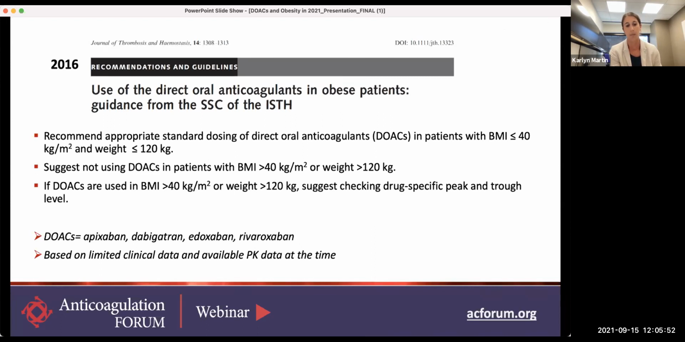The guidance statements at the time were based on lack of clinical data. The phase 3 trials of DOACs for VTE and AFib did not include very many obese patients and at the time did not publish the data specifically for obese patients. Because of this lack of clinical data, along with some of the PK/PD changes that were seen for the DOACs in high weight, these recommendations were made. At the time, we did encourage more studies to be undertaken to better understand the safety and efficacy of DOACs in patients with obesity.